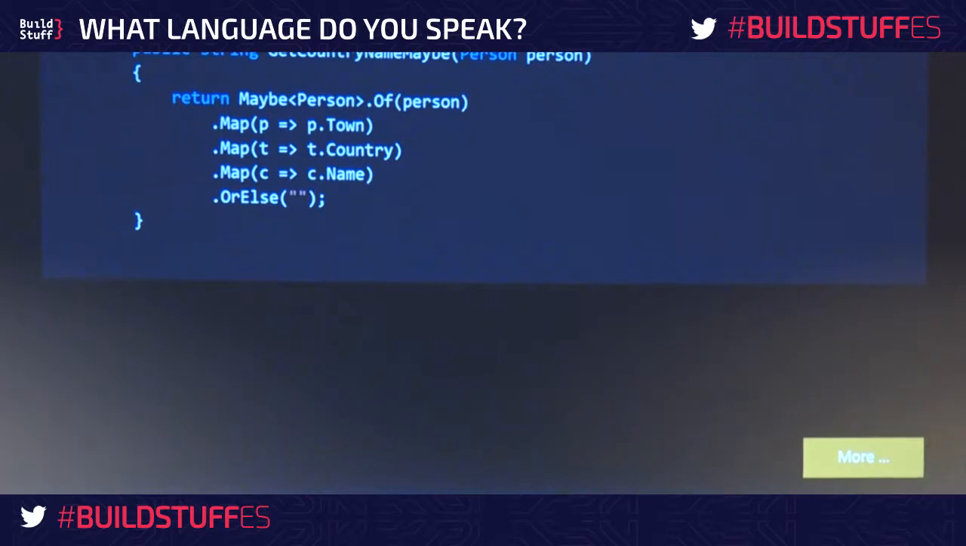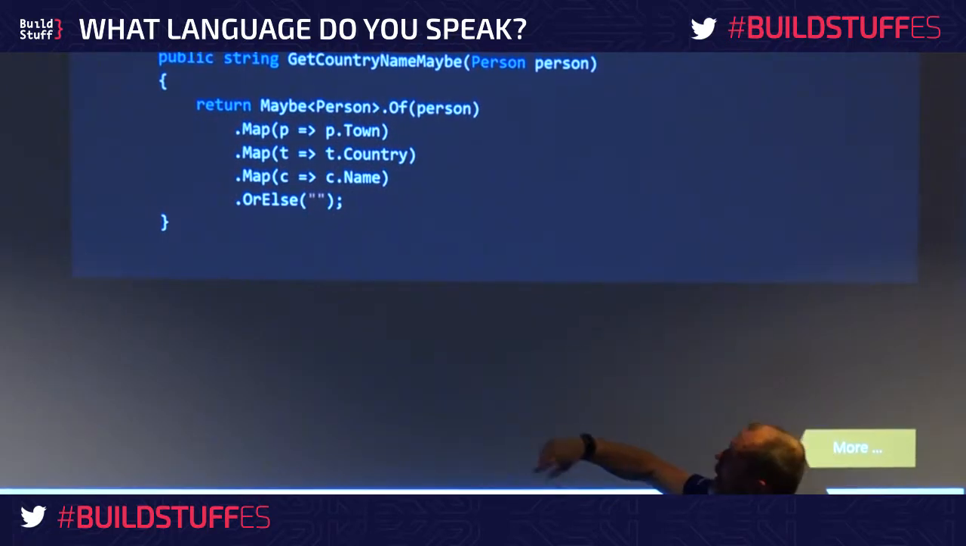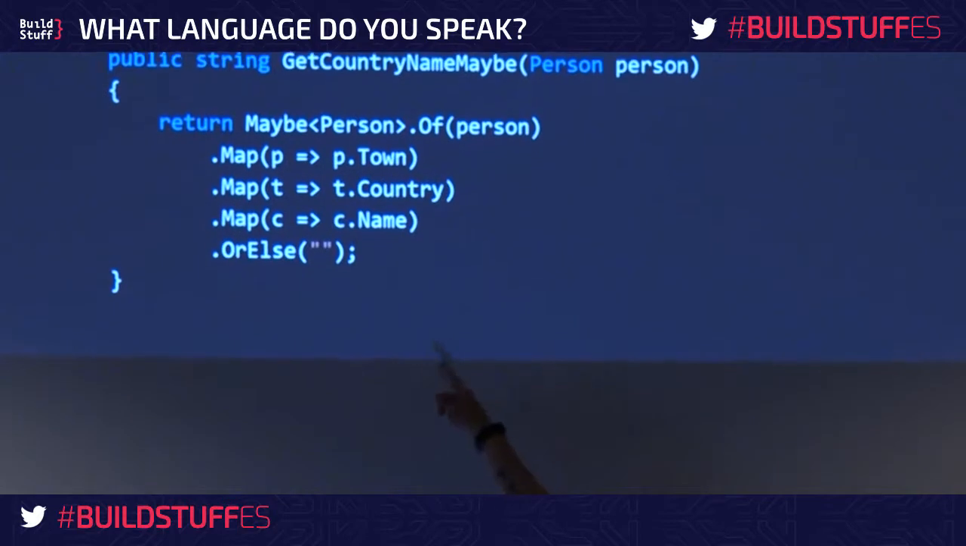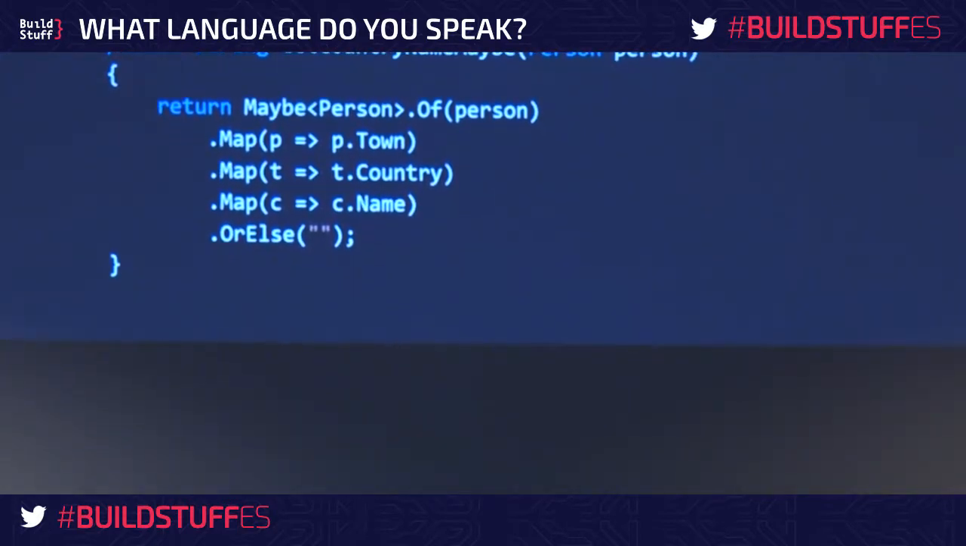On that box, I call the map method, and I put in a lambda expression, saying give me the town from that. And from that town, give me the country. And from that country, give me the name, and otherwise just put in an empty string. Now, it removes all of my null checks for me.